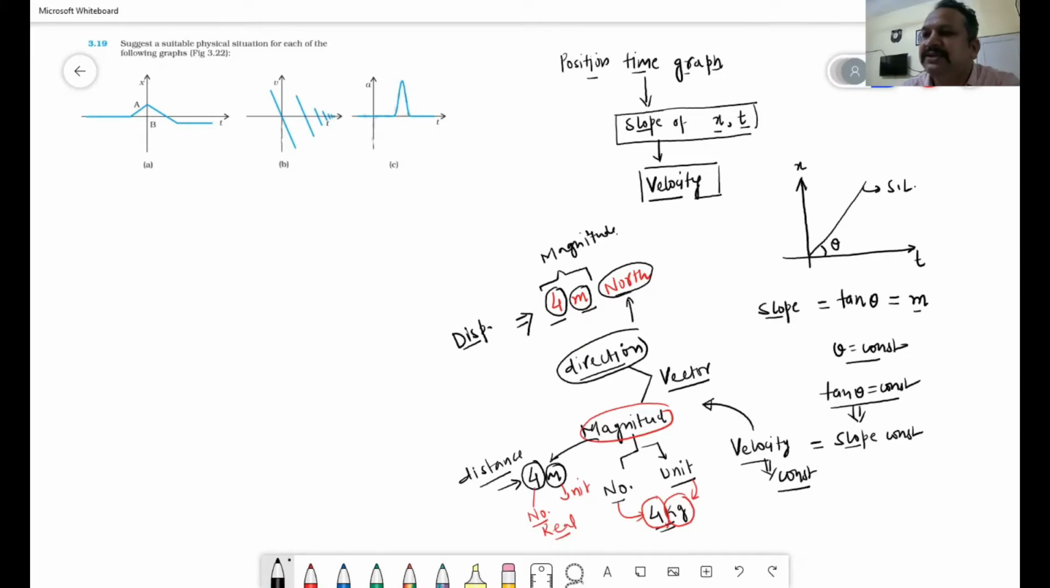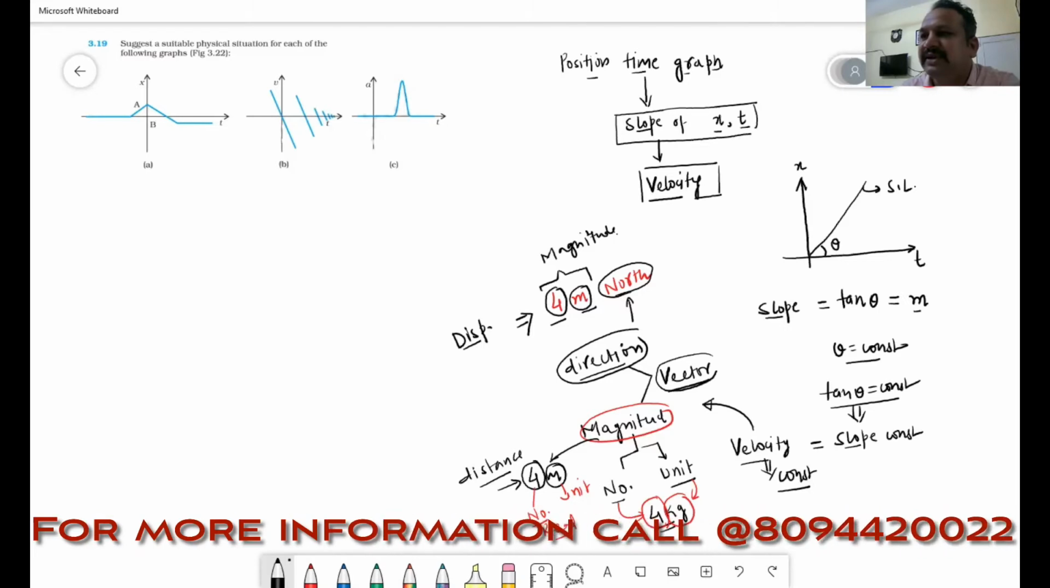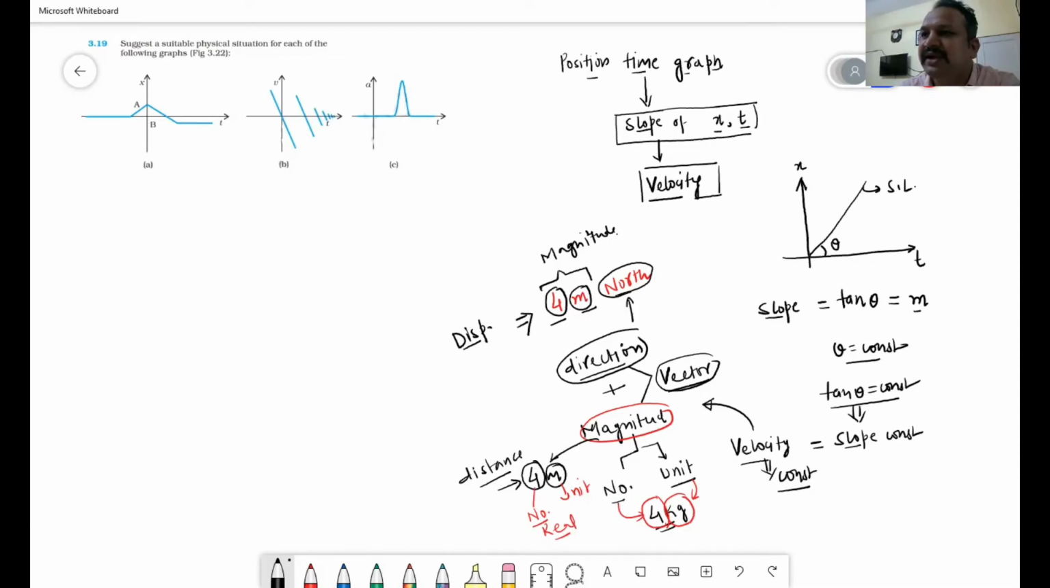So any vector quantity will have direction plus magnitude. It will have some magnitude and some direction. I think you're getting what I'm saying. So this is about the position time graph, and the slope of the position time graph represents the velocity. This is the whole position time graph situation.